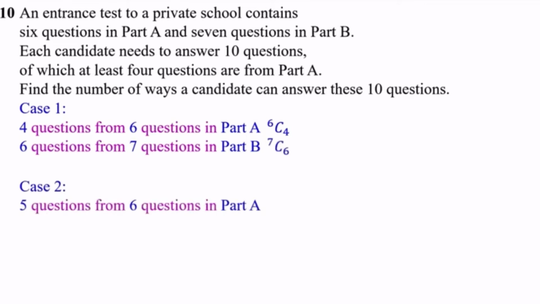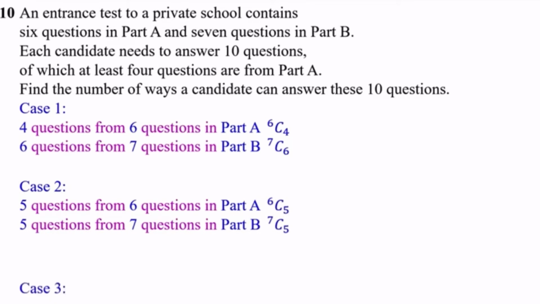How about case 2? At least 4 in section A. The student can choose to answer 5 questions in section A. So 5 questions from 6 questions in part A will be 6C5. Then for the balance of another 5, the candidate needs to choose from part B, so the number of ways will be 7C5. We will multiply later on.